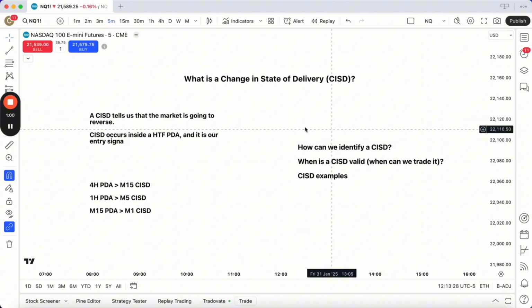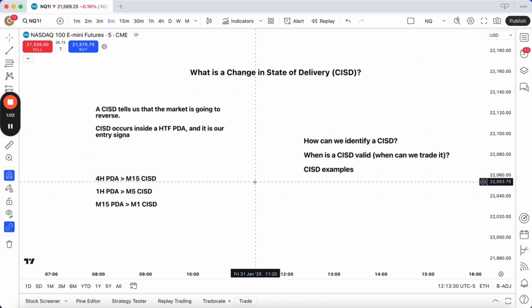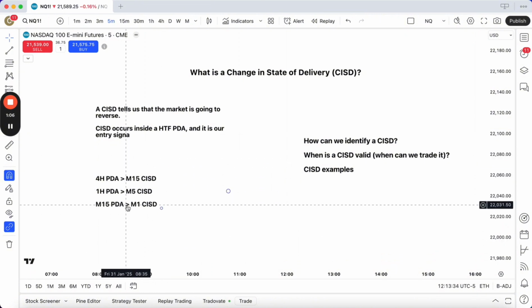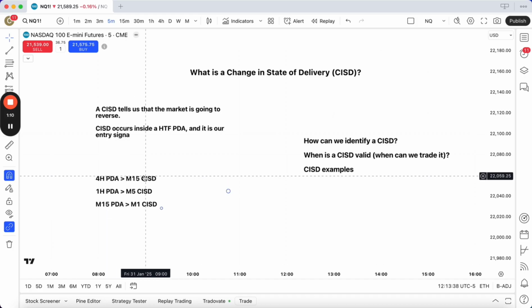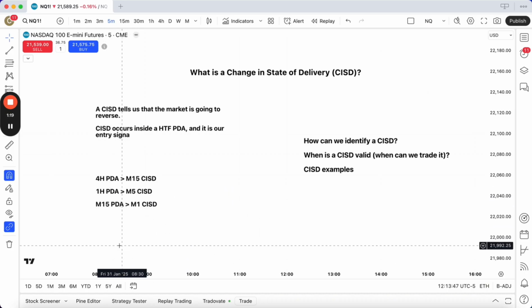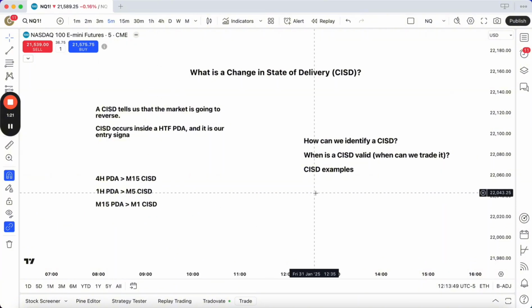One of the most important things to do when trading a change in state of delivery that a lot of people overlook is actually aligning your time frames. If we're trading out of a 4-hour PD array, you're going to use a 15-minute change in state. If we're trading out of a 1-hour PD array, we're going to use a 5-minute change in state. And if we're trading out of a 15-minute PD array, we're going to use a 1-minute change in state.